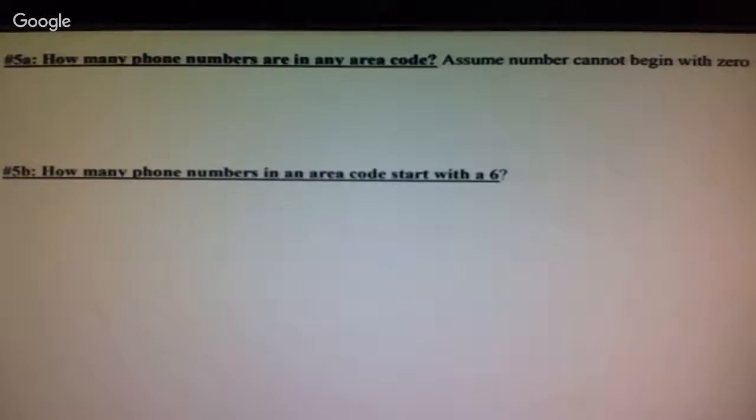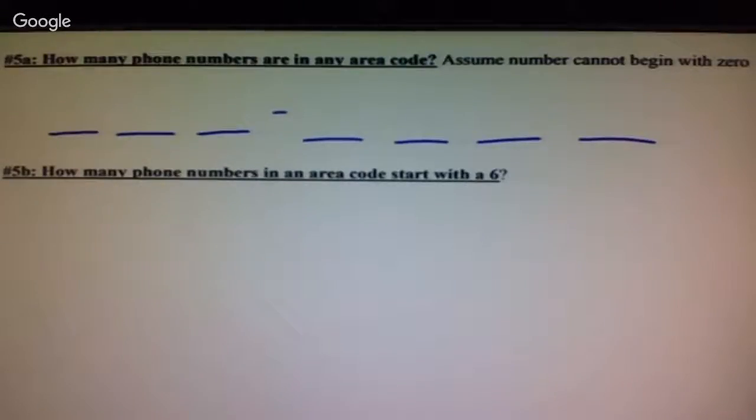All right. How many phone numbers are in an area code? So every phone number starts with 336. Well, we'll assume, since we're in North Carolina, that it's 336. How many numbers come after 336? 7 of them. Something, something, something, dash, something, something, something, something. There, I put the dash in there.